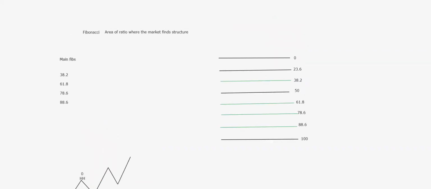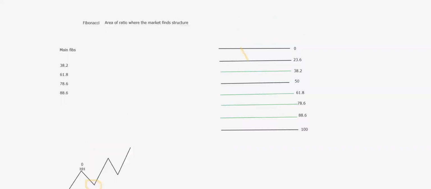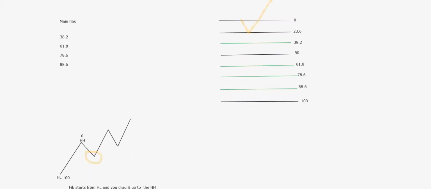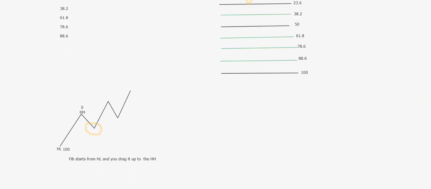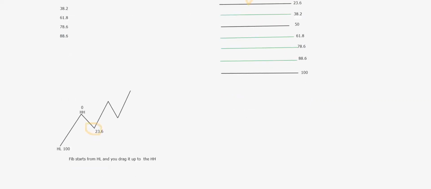So the Fibonacci tool helps us gauge where that potential high low can go. Write this down, okay? When price finds support at 23.6, for example's sake, if this was 23.6 right here, this is not structure.